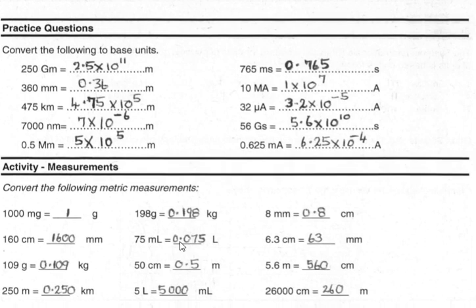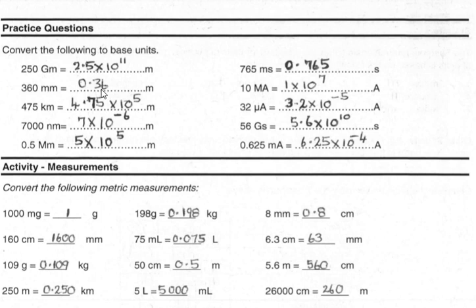If we have a look at some practice questions here, we convert the following to base units. We'd have 250 gigameters is 2.5 times 10 to the 11 meters. That could be written as 250 times 10 to the 9 meters, but in standard form you only have a maximum of 1 digit in front of the decimal point.